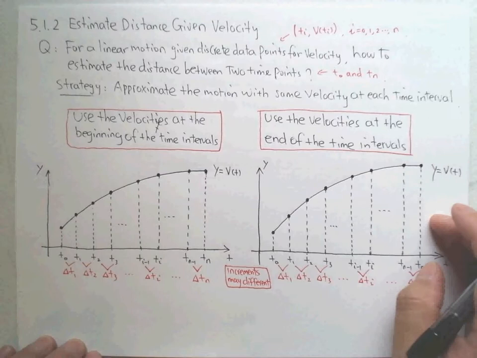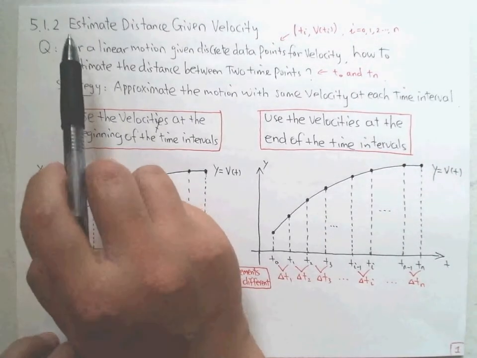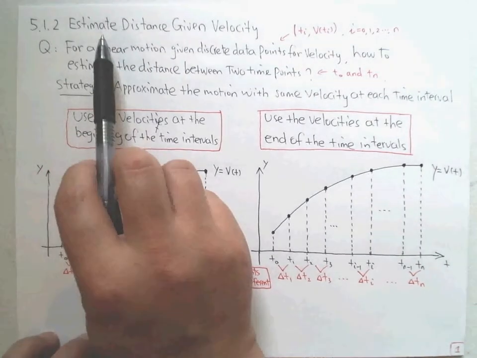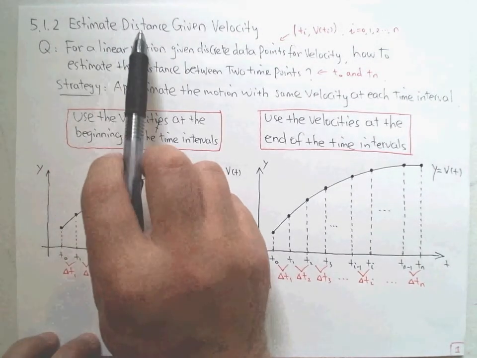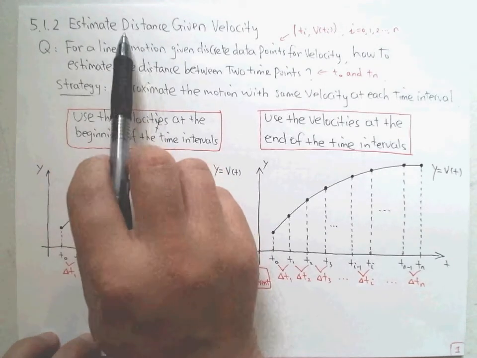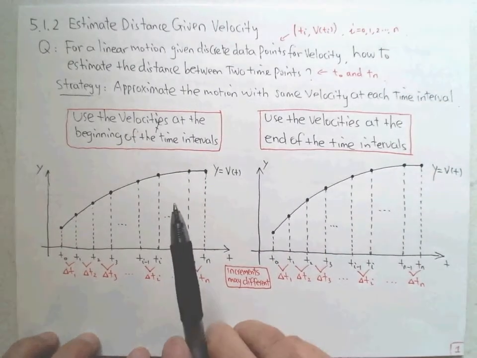In the last lecture we discussed how to find the area under a curve. In this lecture, we're going to discuss another classic problem in history: estimating the distance given the velocity. And the question is here.